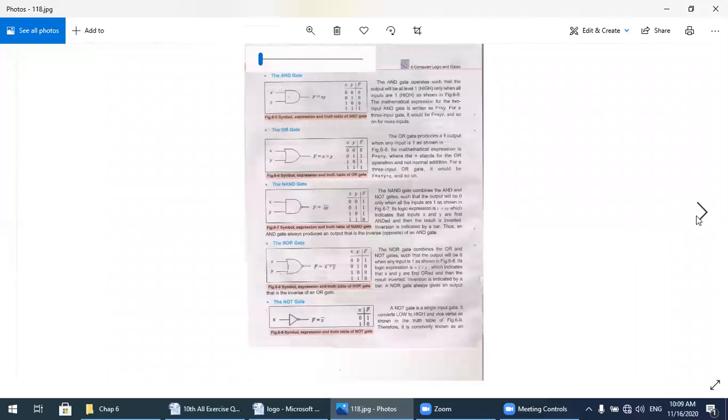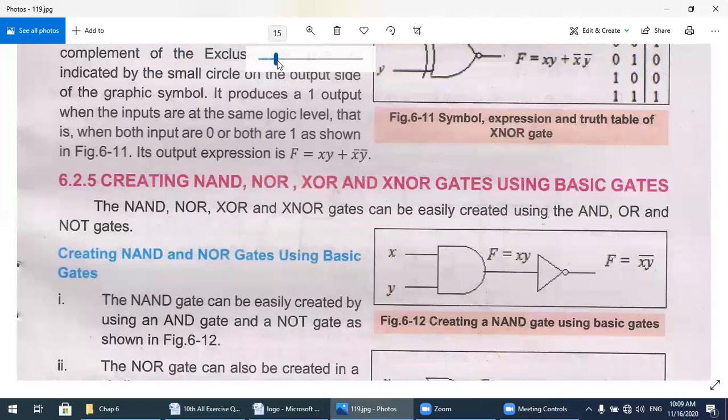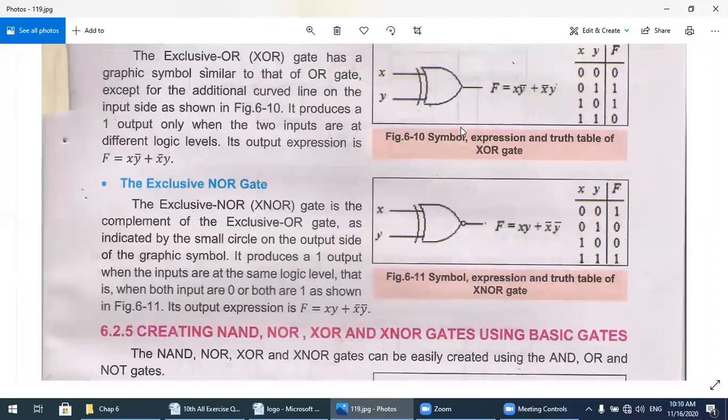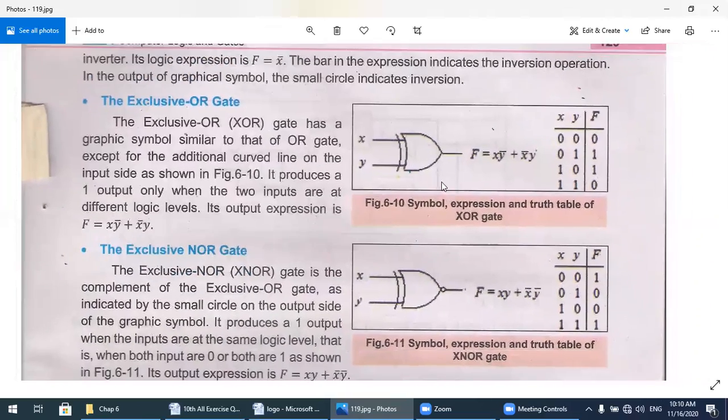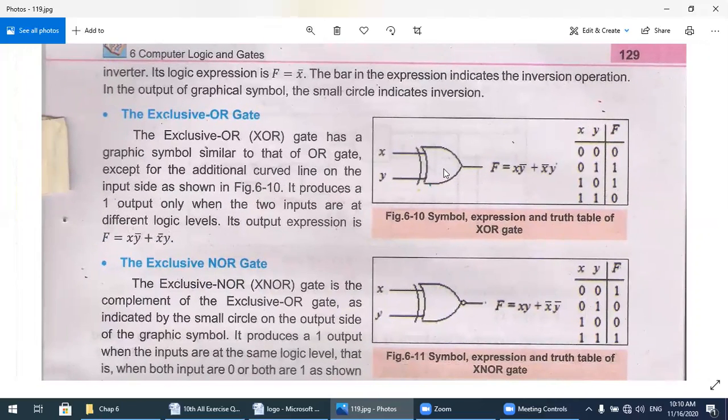Next one, exclusive OR gate. The exclusive OR gate is represented like this, watch here: this is OR, and before the OR there is another curved line. So this makes the exclusive OR gate. The exclusive OR gate has a graphic symbol similar to that of the OR gate, except for the additional curved line on the input side as shown.